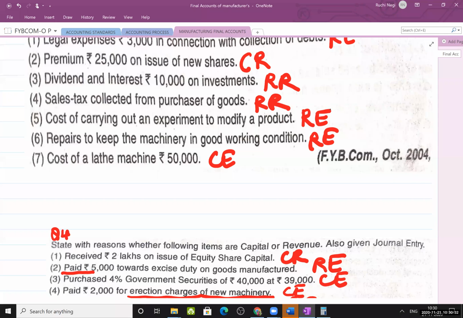It's a revenue expenditure. Cost of a lathe machine. Now, whichever machine you purchased, you have purchased an asset, it's a capital expenditure.